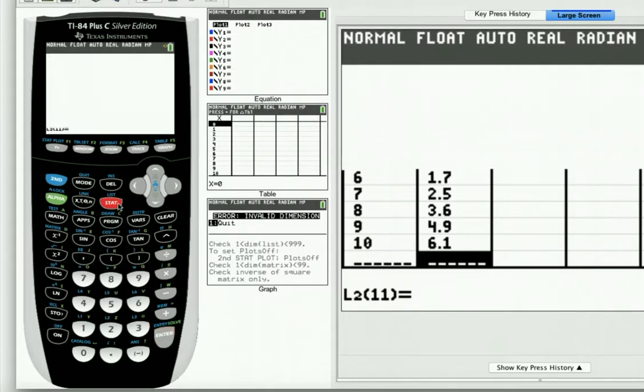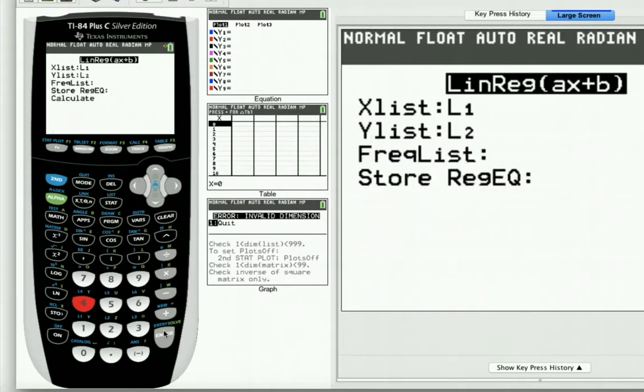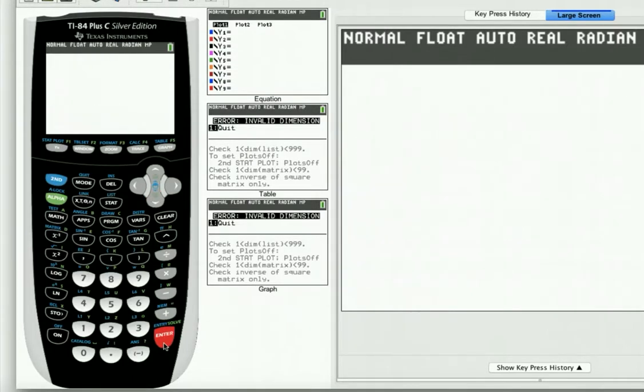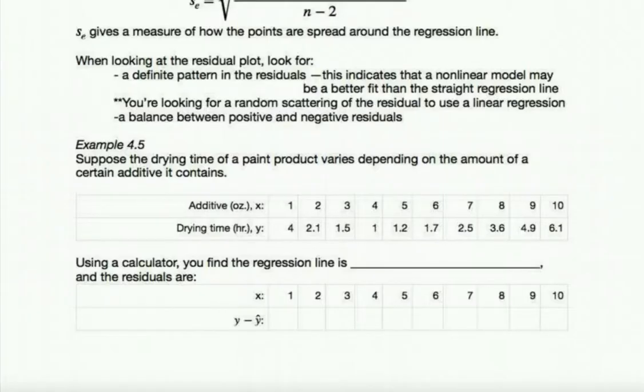All right, we want to get our least squares regression line, so we're going to go to Calculate. We're going to go to option 4 or option 8, depending on which one you want to use. Your X's were your L1s, your Y's were your L2s, and then you go to Calculate. So we get that our regression line is y hat equal to 0.327x plus 1.062.